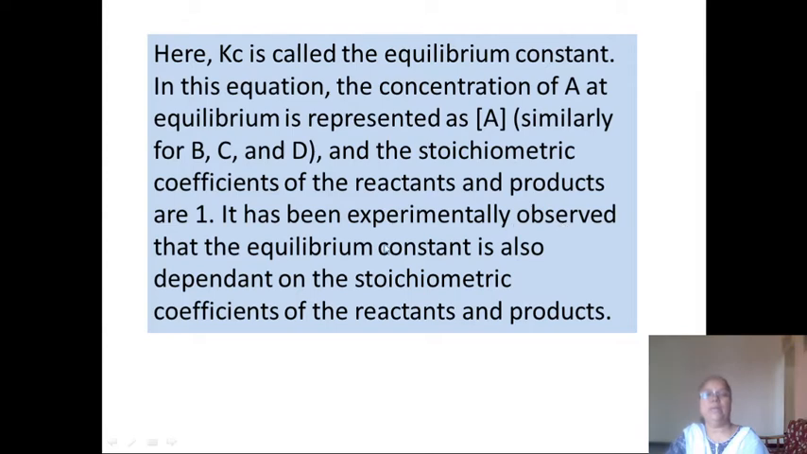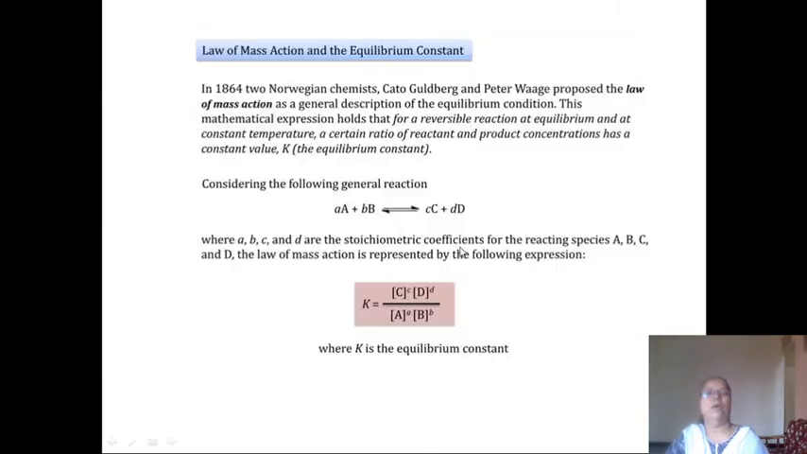It has been experimentally observed that the equilibrium constant also depends on the stoichiometric coefficients of the reactants and products. And in 1864, the two Norwegian chemists Cato Guldberg and Peter Waage proposed the law of mass action as a general description of the equilibrium condition. This mathematical expression holds good for a reversible reaction at equilibrium and at a constant temperature.